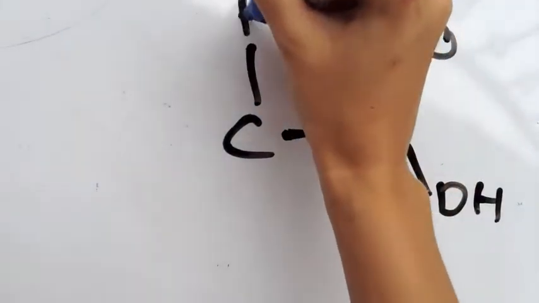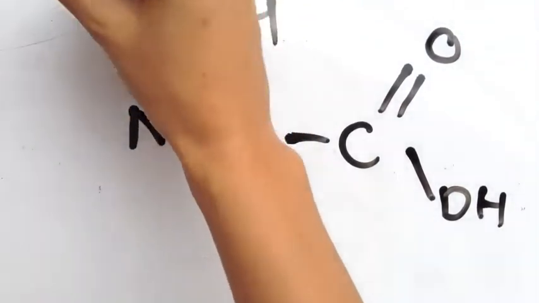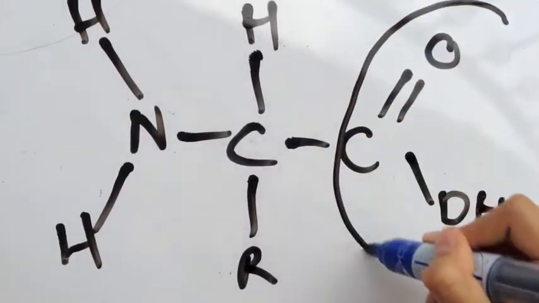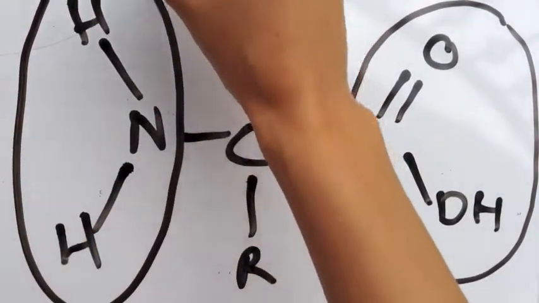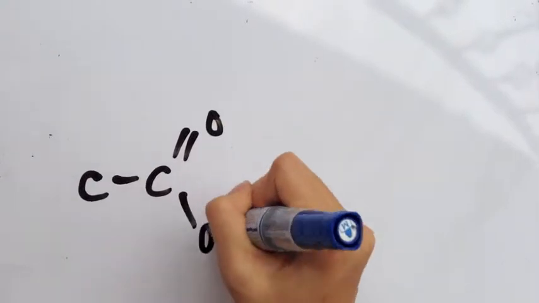This is the structure of an amino acid. This is the carboxylic group. This is the amino group. This is the R group. The different R groups determine the different properties of the amino acid.